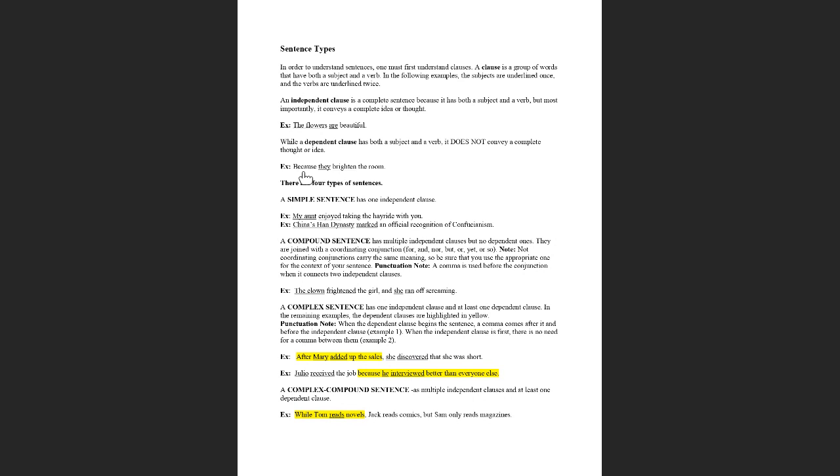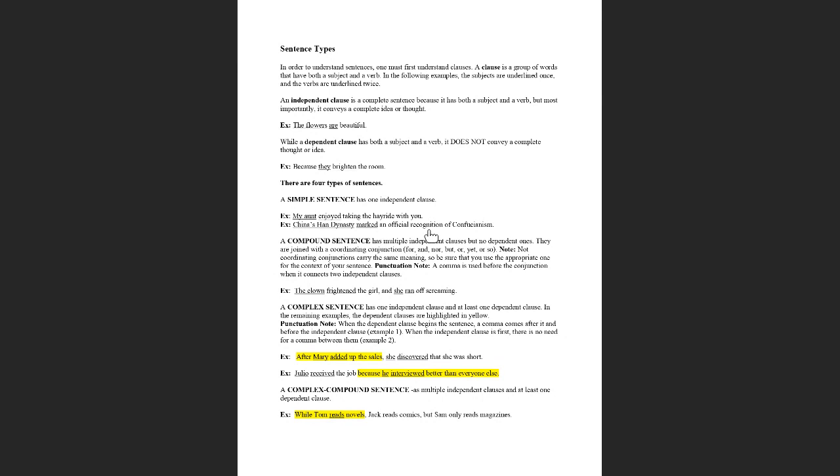A simple sentence has one independent clause. So if you go back to that example, the flowers are beautiful. It has one subject, one verb, and stands by itself. Now, simple sentences can be long because they can have a lot of additional information in them. So if you look at the example, China's Han Dynasty marked an official recognition of Confucianism. That's a simple sentence. I mean, it's long, but it has one subject and one verb. So that makes it a simple sentence.